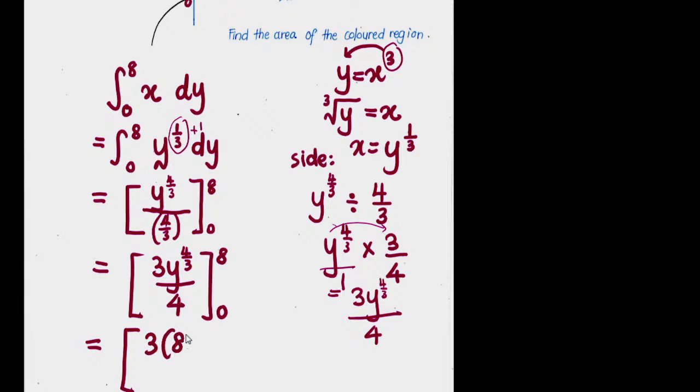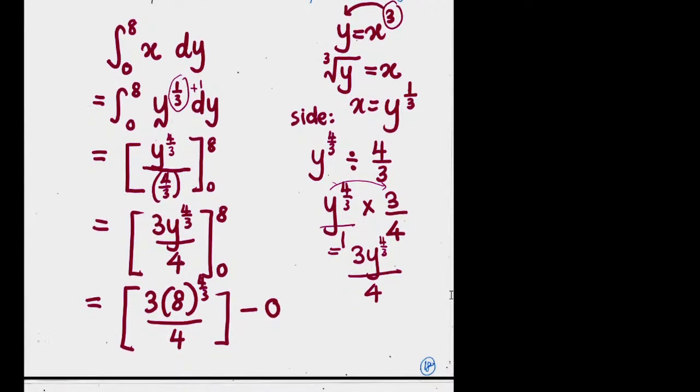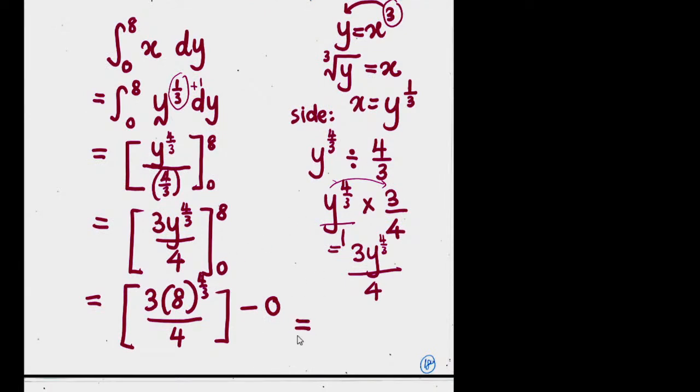So 3, 8, okay, 4 over 3 divided by 4 minus 0. Okay, so 0 usually you will get 0. So use your calculator, key in the values one by one. If you're using Casio 570, just be careful because here the power is in fraction. So 3 times 8, put power 4 over 3 divided by 4. You will get 12. So the answer is 12 units square.